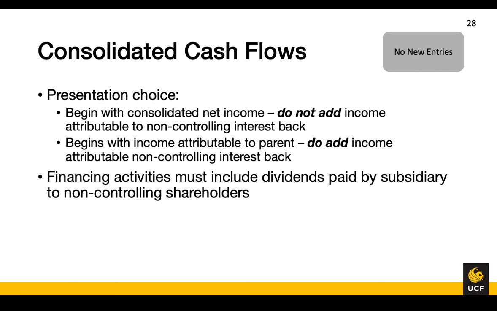When presenting a consolidated statement of cash flows, we have the choice to start either with the consolidated net income or with income attributable to the parent. The financing activities section must include any dividends paid by the subsidiary to the non-controlling shareholders, because this is a cash flow that is leaving the consolidated entity, unlike dividends paid to the parent.